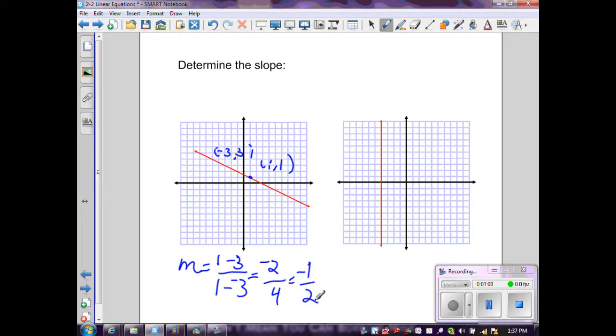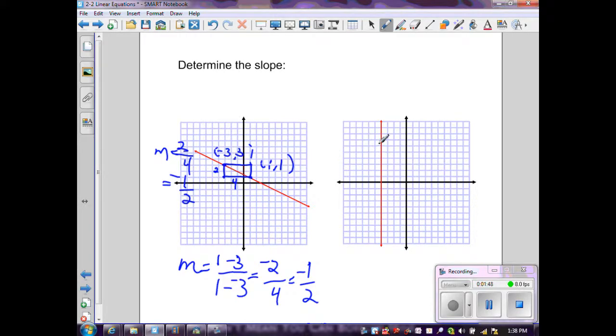I could also count from one point to the next point, going down 1, 2, and over 1, 2, 3, 4. Gives me 2, 4. Vertical change of 2 over horizontal change of 4, which gives me a slope of 1/2. But realizing that my line is decreasing from left to right makes this a negative slope. I also could have counted from this point going up 2 and to the left 4. That would still generate a slope of a negative 1/2.